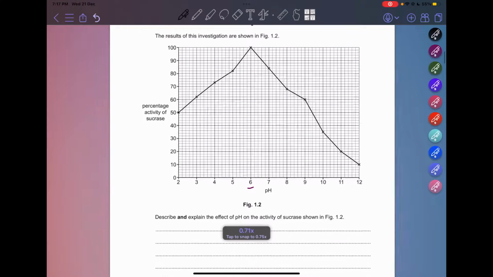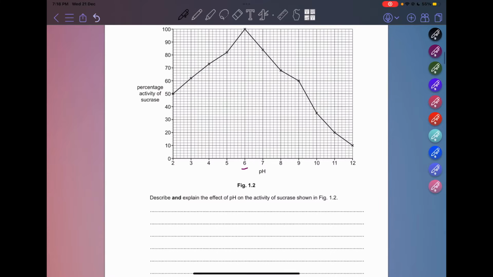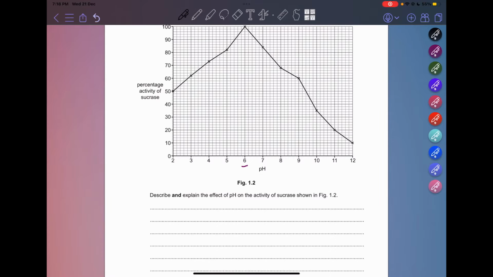Now, in this question, so many students will just write down the description of the graph, or they will write down an explanation of why the activity of the sucrase decreased after increasing the pH. No, you have to say both the description and explanation. If you just describe, you're going to get a maximum of 4 marks, and you're just not going to get the full mark. You have to mention both the description and explanation.